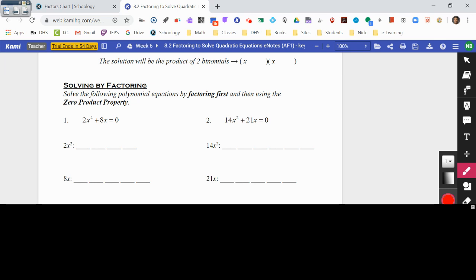Our first example is 2x squared plus 8x is equal to 2. With these lines, we're going to fill out all the factors of 2x squared. The factors of 2x squared are going to be x. Remember, we put our x's here at the end. And the factors of 2 are just 1 times 2.